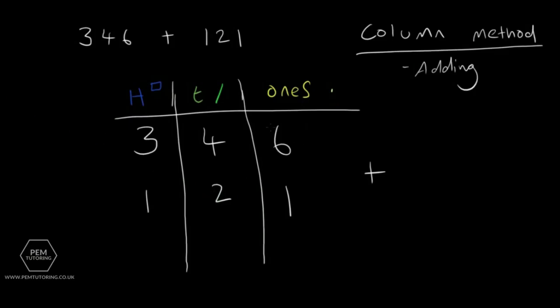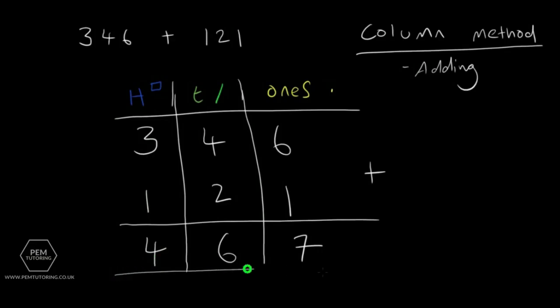So if we add the ones, we do 6 ones plus 1 one, that gives us 7. If we add the tens, so these strips, we do 4 tens plus 2 tens, that gives us 6. And if we add the hundreds, so the blue squares, we do 3 plus 1, that gives us 4 hundred. And that is the answer.